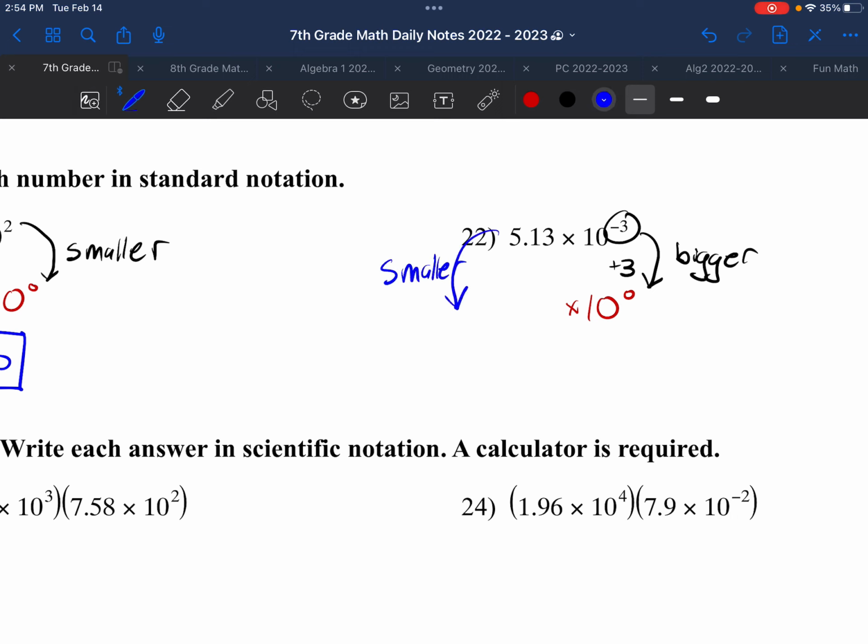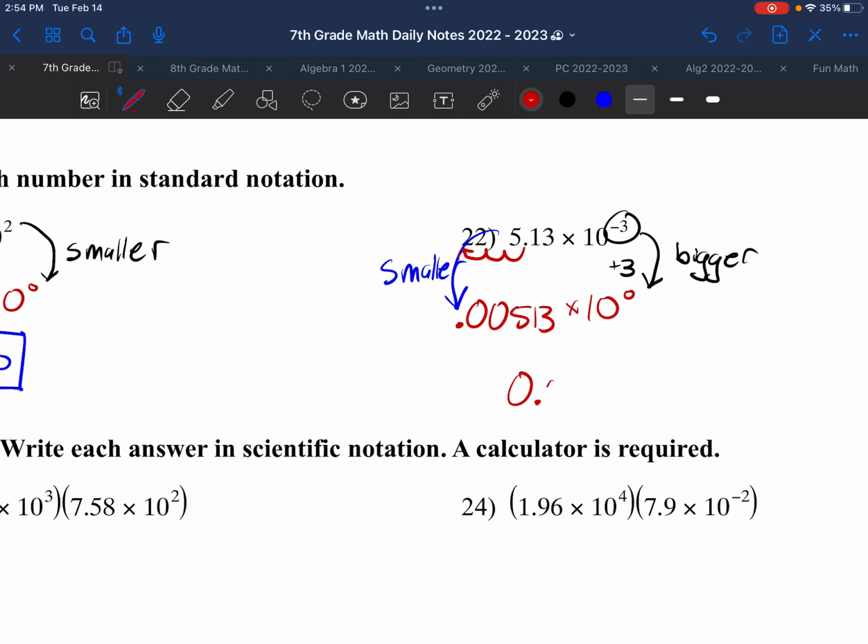If I'm getting smaller, that means I'm moving the decimal to the left. I'm moving it 1, 2, 3 places to the left, which means I have 1, 2 zeros in front of the 5. I have 2 zeros in front of the 5, the decimal place up there, of course, 5, 1, 3, and there's my final answer.